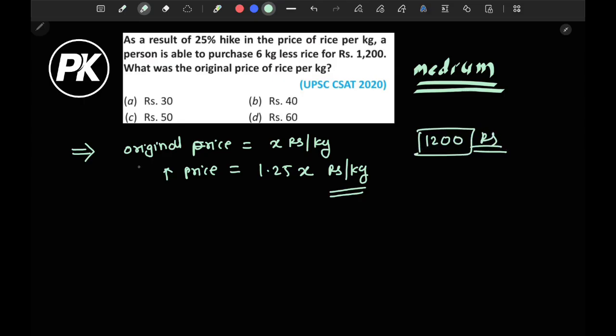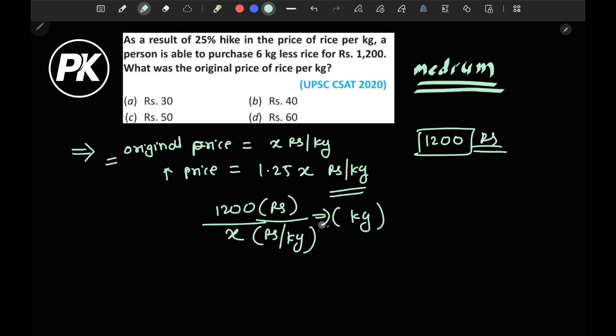Now tell me, with the original price, how much rice in kg did he buy? The original price was x rupees per kg and he was buying for 1200 rupees, so 1200 divided by x, right? What is the unit of 1200? Rupees. And here the unit is rupees per kg, so rupees got cancelled. That means this equation is in terms of kg, so with this formation of equation, I get how much rice he was buying in kg with 1200 rupees at the original price.